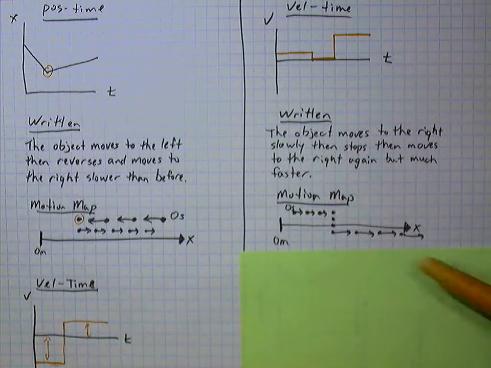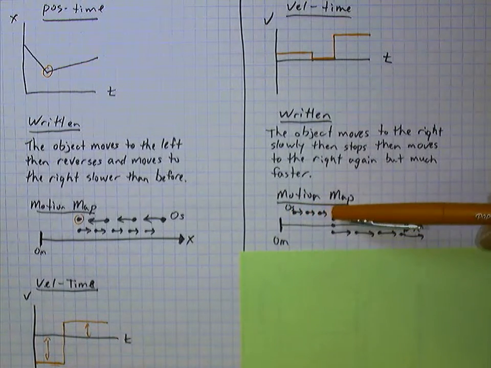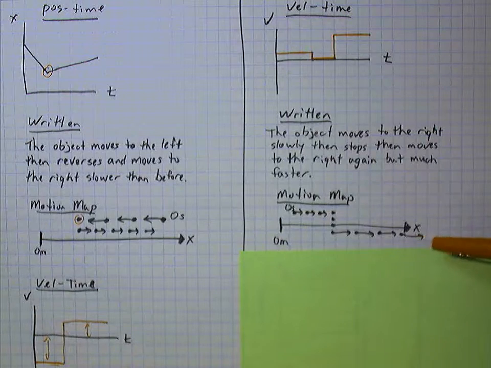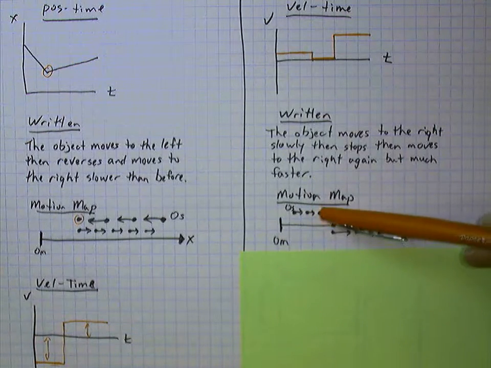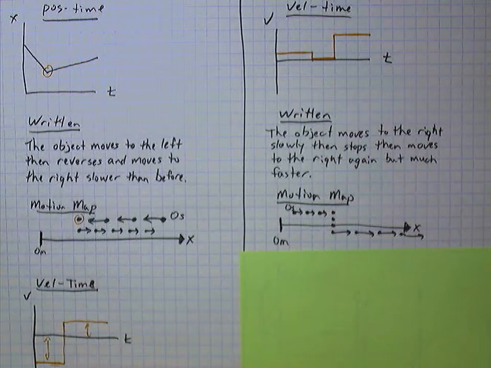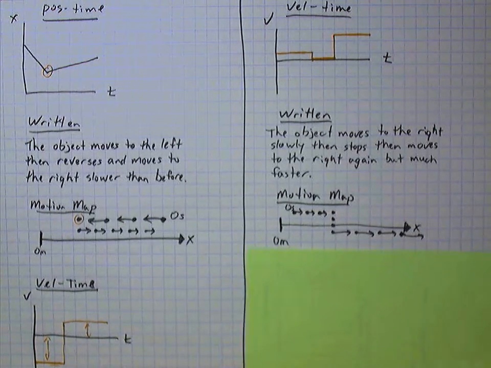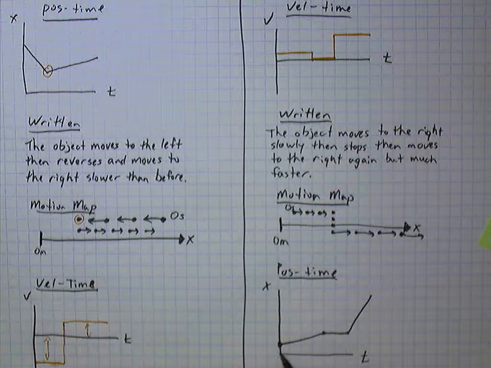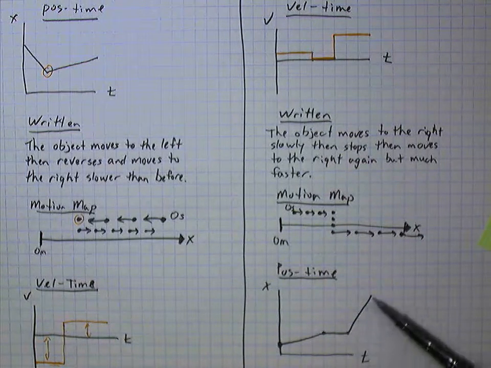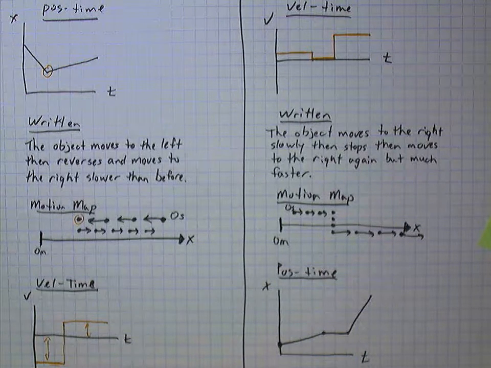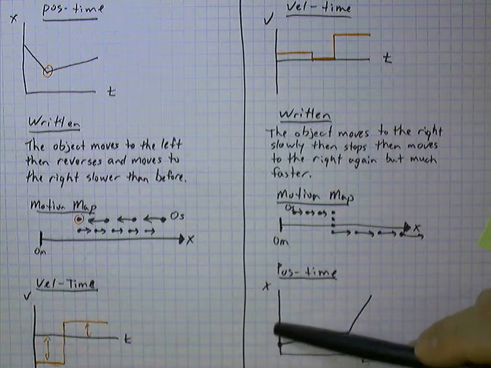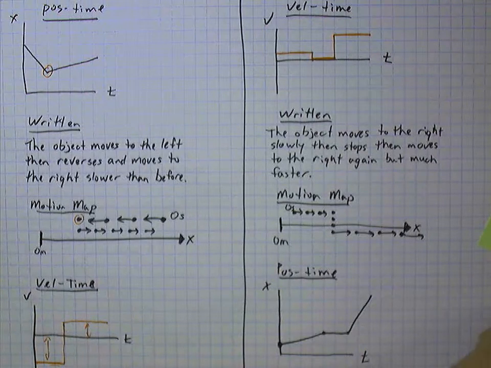And so on my motion map, I have it moving to the right slowly, then stopped, then moving faster. Slowly because the dots are close together and the arrows are small. Faster because the dots are farther apart and the arrows are bigger. And then finally on my position time graph, moving to the right with a not very big slope because it's slow, then stopped, so it's horizontal, and then moving to the right again quickly with a steeper slope as it points up. I could start the position time graph anywhere along the line as long as it had this basic shape. So the shape is what matters.